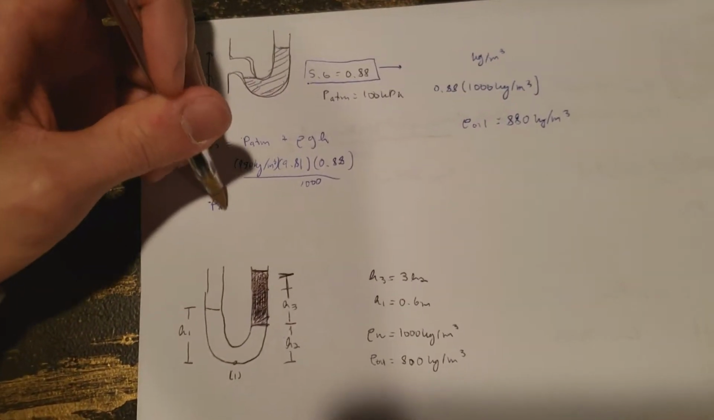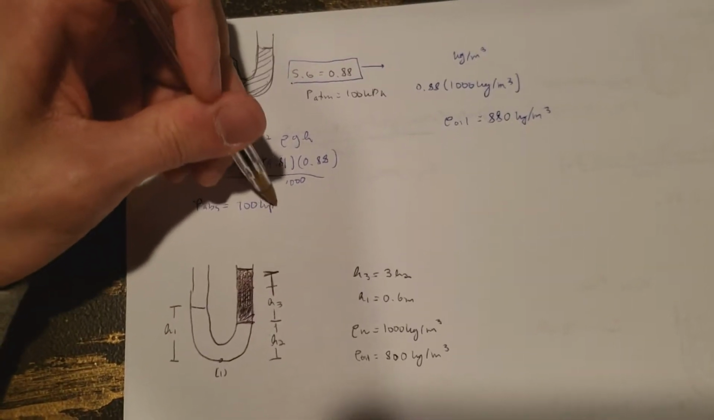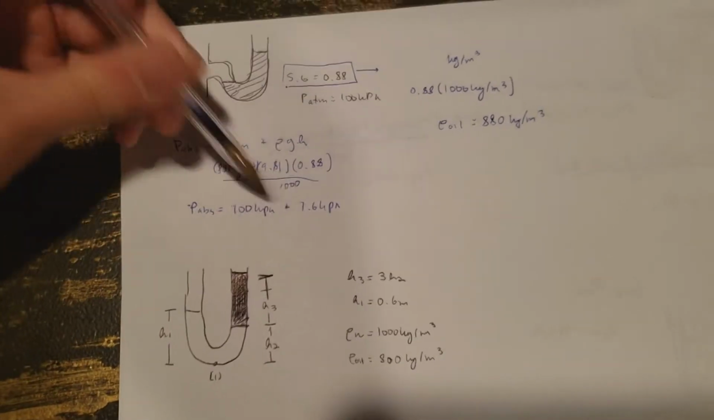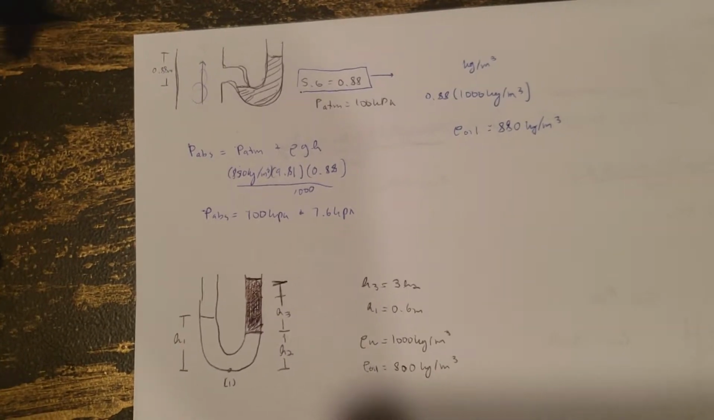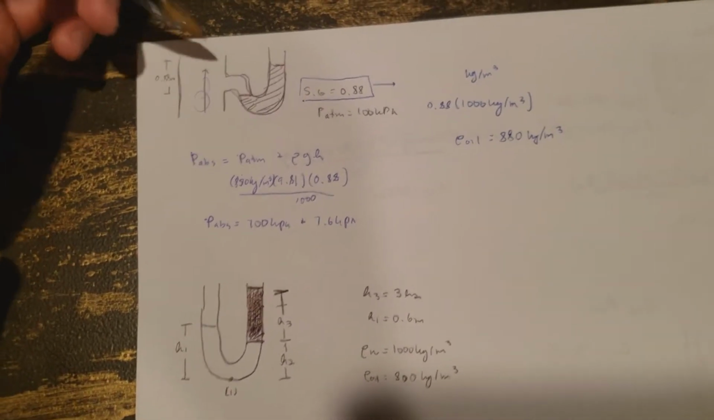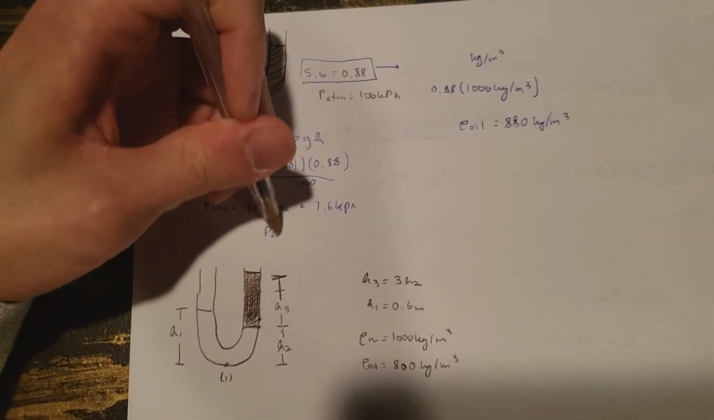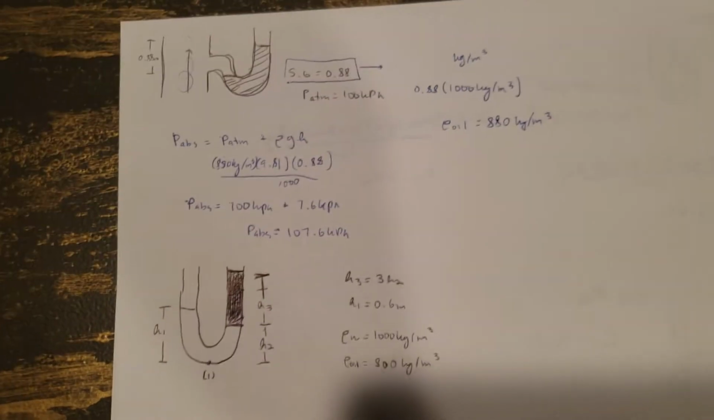So we're going to get our absolute pressure to be 100 kPa plus 7.6 kPa. So that would mean that the stream is just not very pressurized. It is pressurized, but it's very weak. So our absolute pressure is going to be 107.6 kPa. Cool.